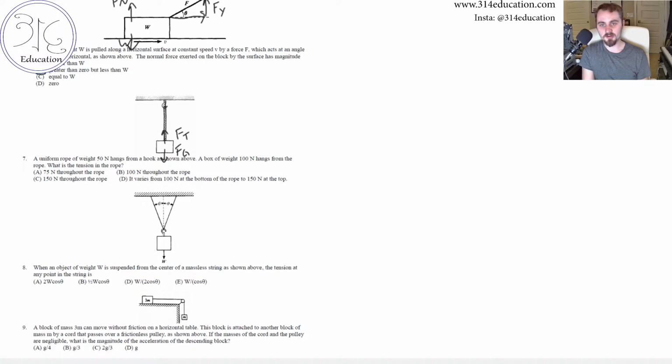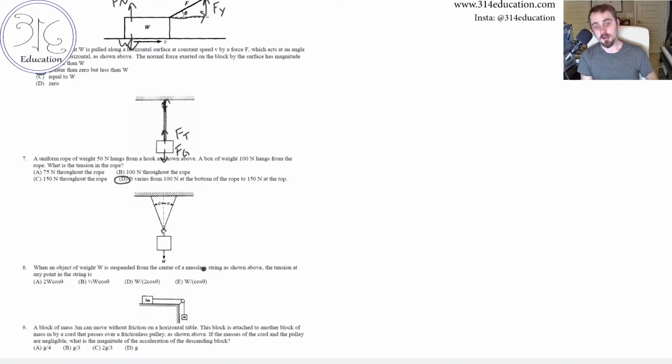However, at the top now, when this is connected here, this has to also carry the 100 Newton box, but then the weight of this rope, the extra 50 newtons. And so D is going to be our best option. As we move up, the tension gets higher and higher, but it starts at 100 at the bottom because it's just holding the box, and then it's 150 at the top as it has to then hold its own weight.